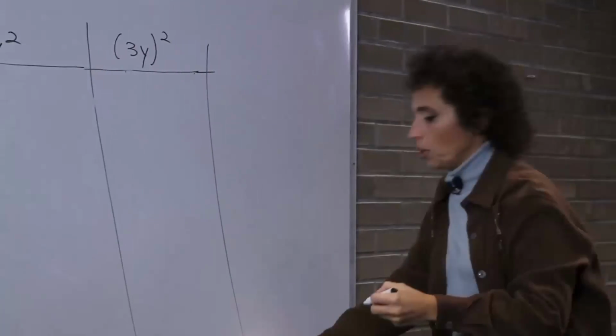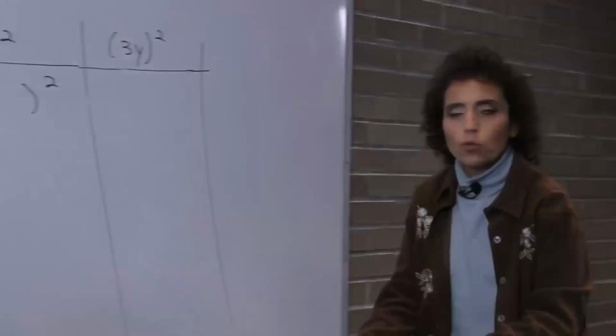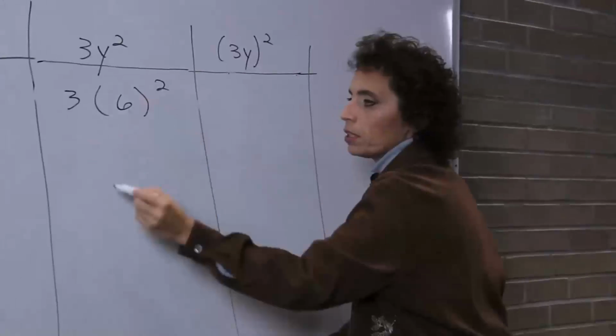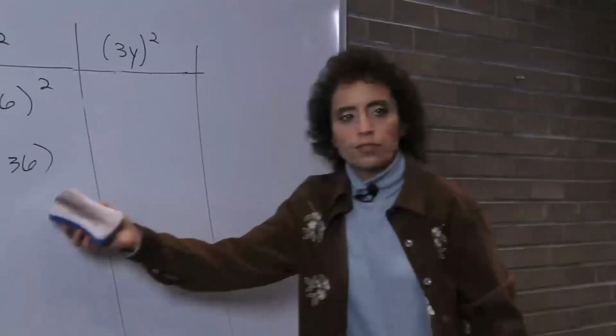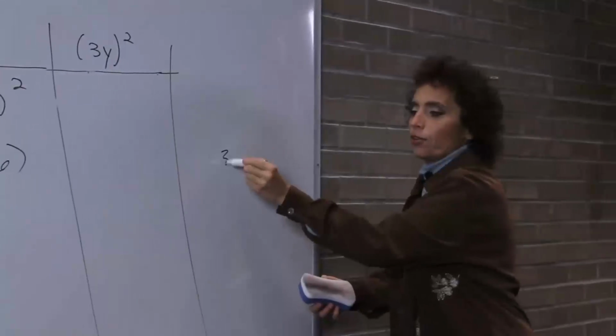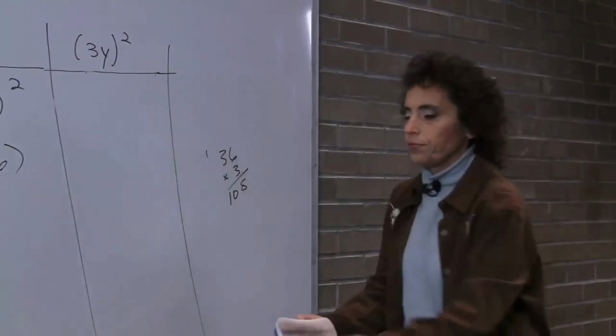Okay, so 3y squared, and y is 6. And 6 squared is 36. And if you have to do this off to the side, do it off to the side. 36 times 3, that's 108.